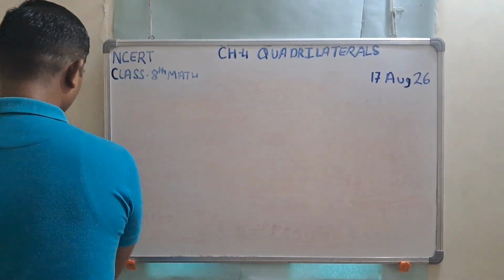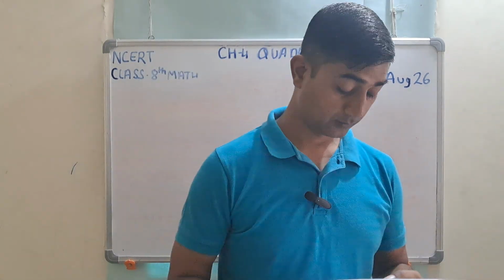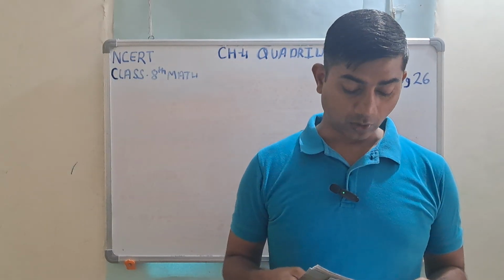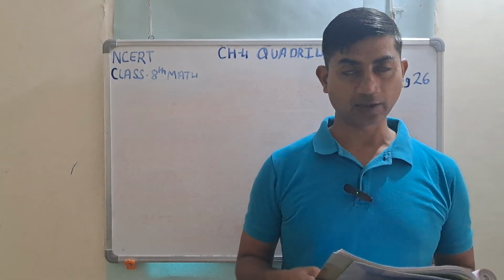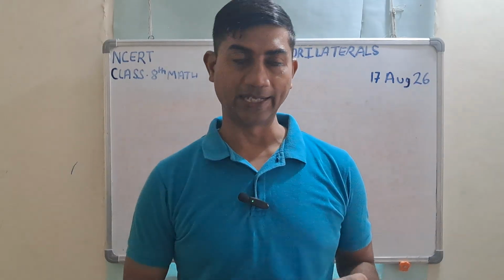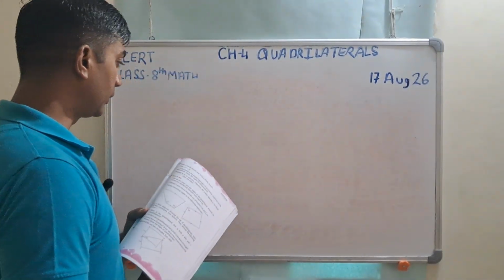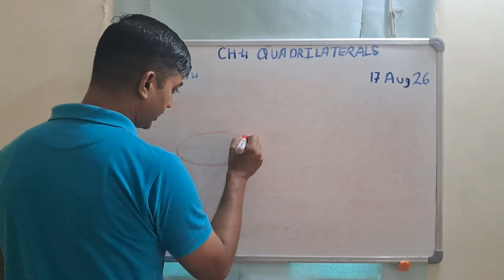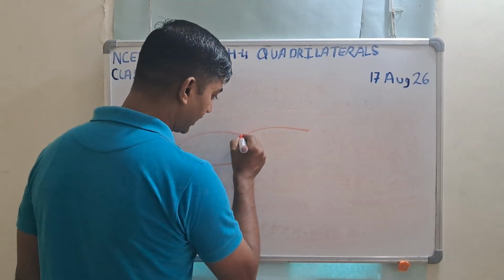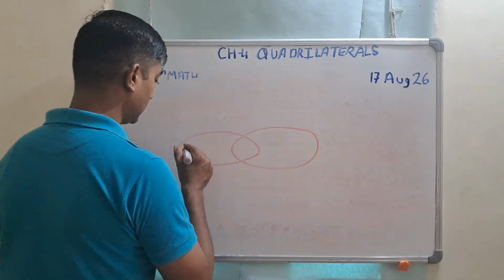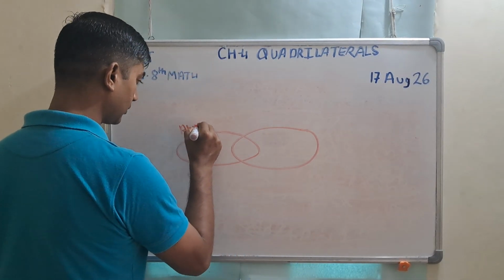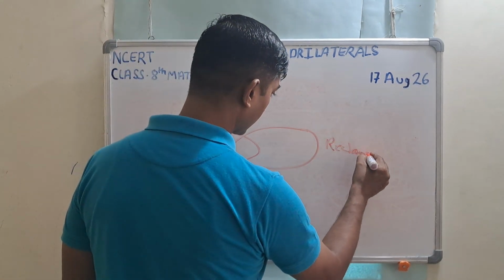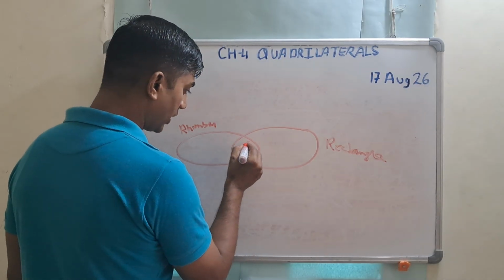Now we will move to question number 4. What is question number 4? Draw a Venn diagram showing the set of parallelogram, kite, rhombus, rectangle and square, and answer the following question. Let's draw the Venn diagram. First of all, we will draw the diagram of, see, suppose this is a set of rhombus and this is a set of rectangle. Understood? This is rhombus, this is rectangle.